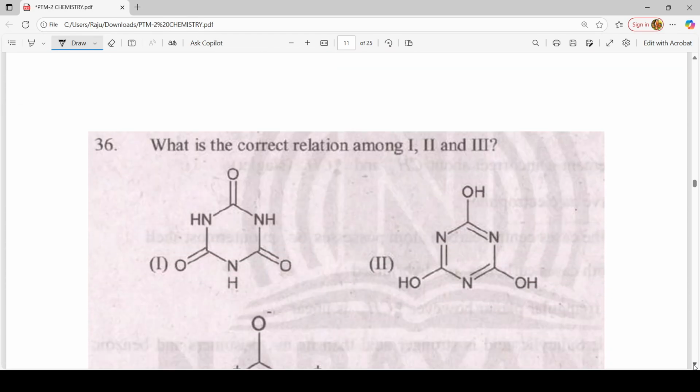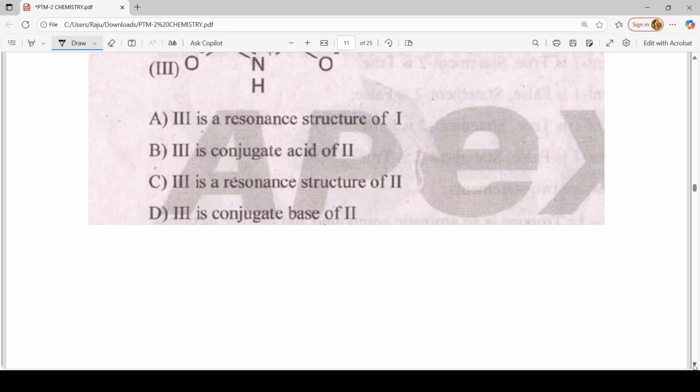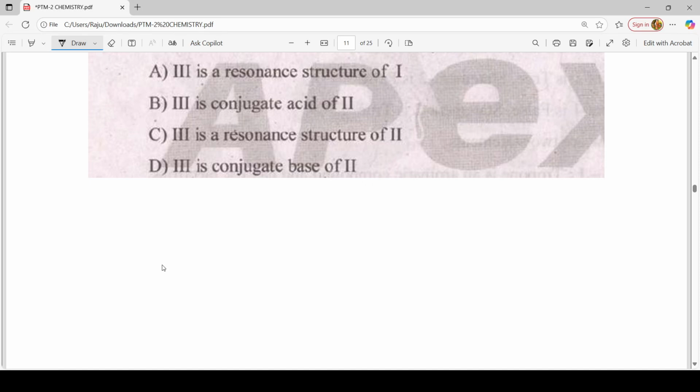Next, 36th question, students. What is the correct relation among 1, 2 and 3? Come to the case of the correct relation among 1, 2, 3. Students, observe it very carefully. Pi electrons are delocalized to the electronegative oxygen atom.